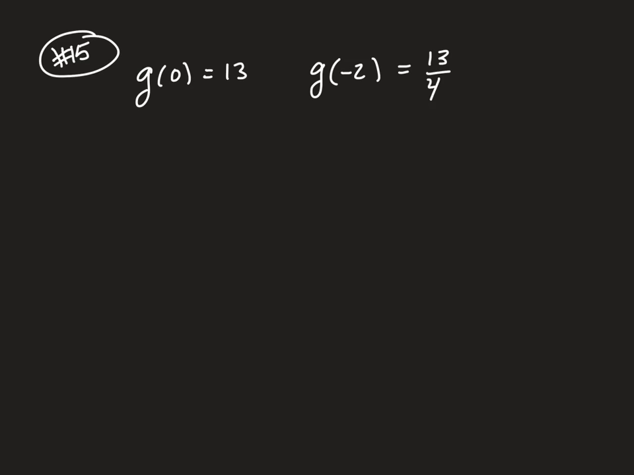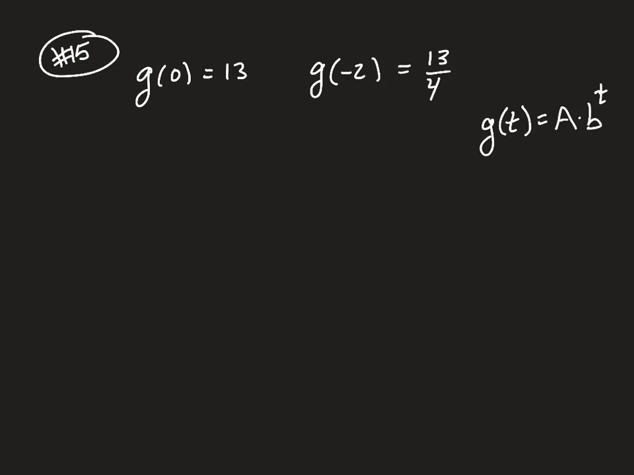Alright, so here's a quick video that we're going to work through WeBWorK problem number 15 on exponential functions. The information that we're given here is g of 0 is equal to 13, g of negative 2 is 13 over 4, and we want to find the exponential function that passes through these 2 points. That means we're going to have a function that looks something like a times b to the t, and our job is to figure out what a is and what b is.